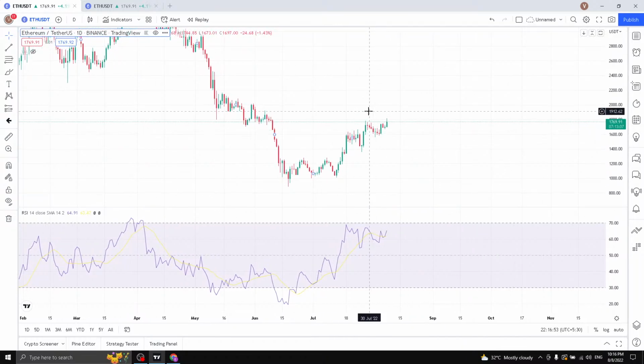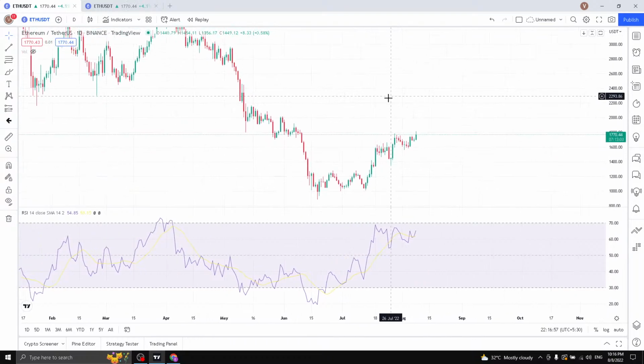No, there's no RSI playing out currently on Ethereum. Check another example. Gala.